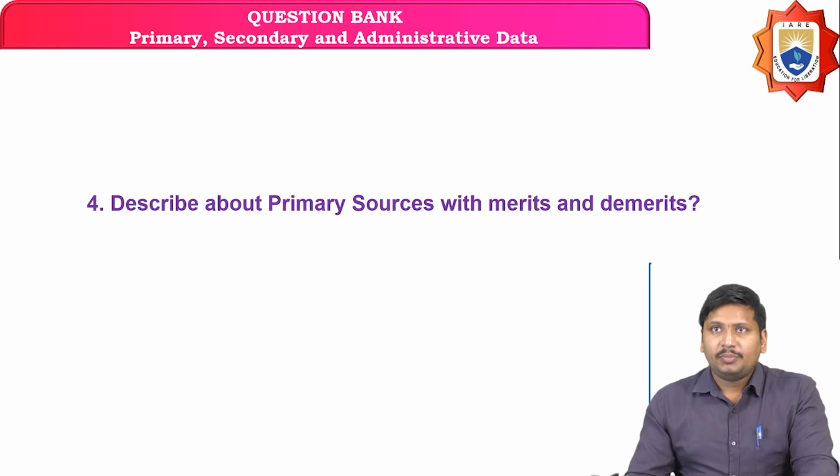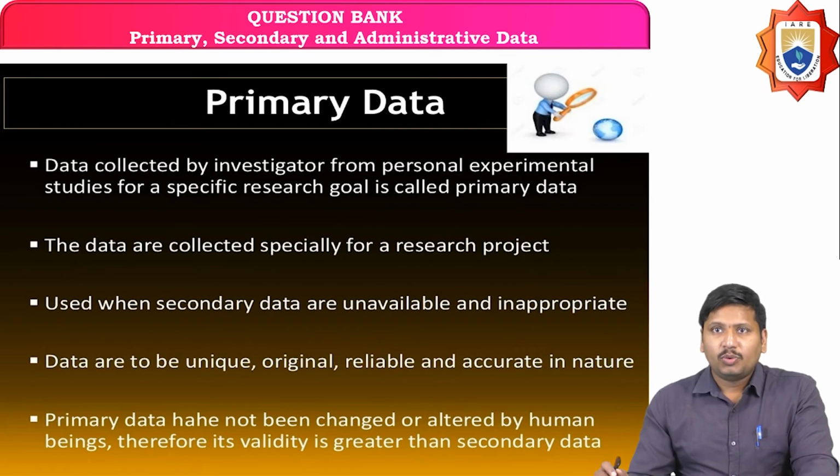Our next question is: describe the primary sources with merits and demerits. Primary data is collected by investigators from personal experimental studies for a specific research goal. The data we collect especially for the research project is considered primary data. It is used when secondary data is unavailable or inappropriate, and it is unique, original, reliable, and accurate in nature. Primary data has not been altered by human beings, so its validity is greater than secondary data.